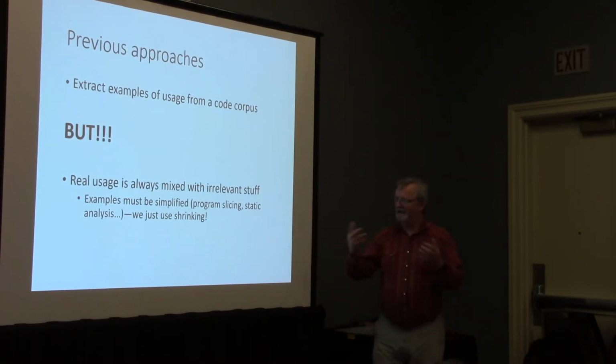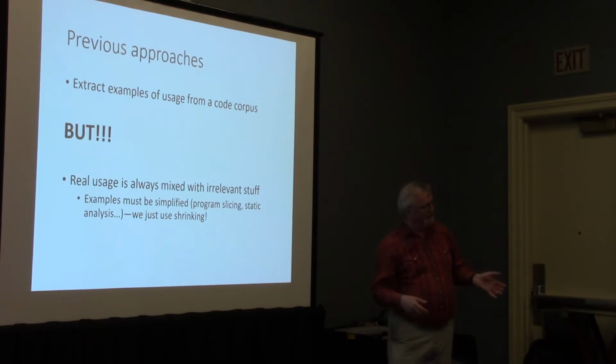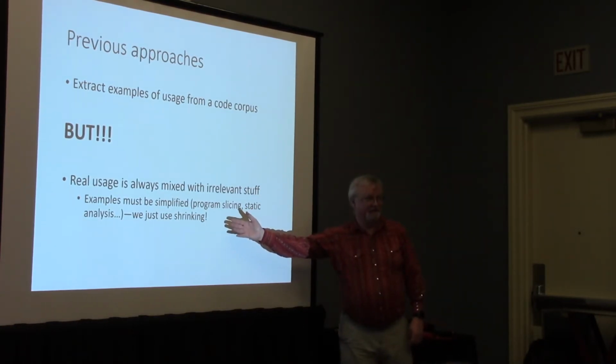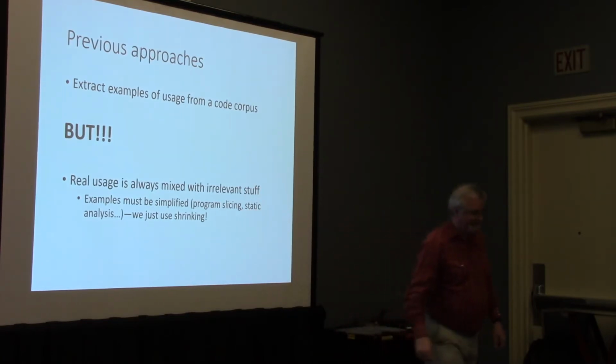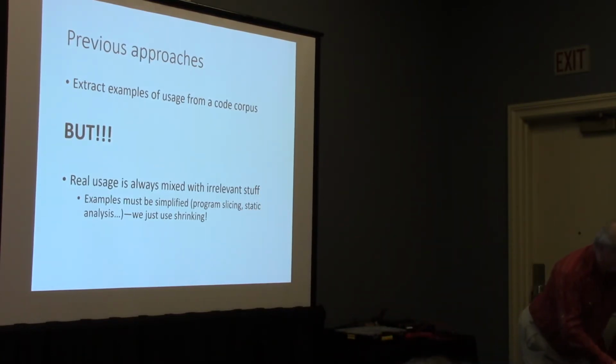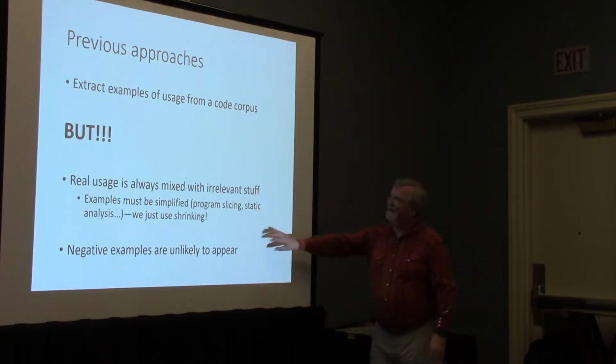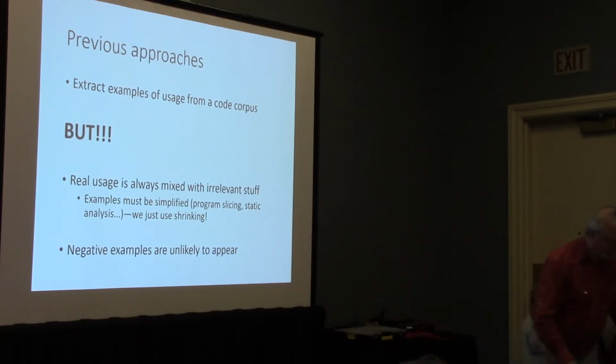People have used program slicing, static analysis, and so on. It's quite difficult. All we have to do is shrink the examples. QuickCheck already does it. Really easy. But the other thing is, I showed you some negative examples. I showed you things you should not do because you'll get exceptions. And we can generate those from the spec quite easily. But you're unlikely to find that kind of sequence in a corpus of real code because, of course, people will avoid it. So that's also an advantage of this approach.